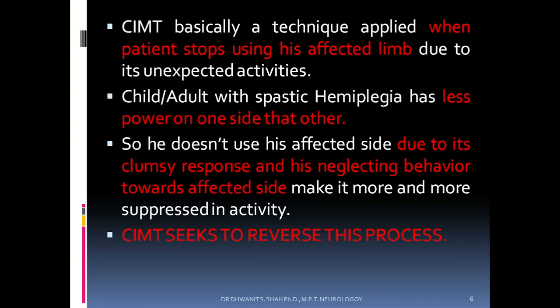So a child or adult with spastic hemiplegia has less power on one side. He does not use that affected side due to his clumsy response and his neglecting behavior towards the affected side, which is very common when the brain, or the non-dominant hemisphere of the brain, is affected. Again, this neglecting behavior is very common in hemiplegic CP or the hemiplegic adult. But the CIMT technique seeks to reverse this process, the process of not using the affected side and using the unaffected side. So it helps to reverse that process.